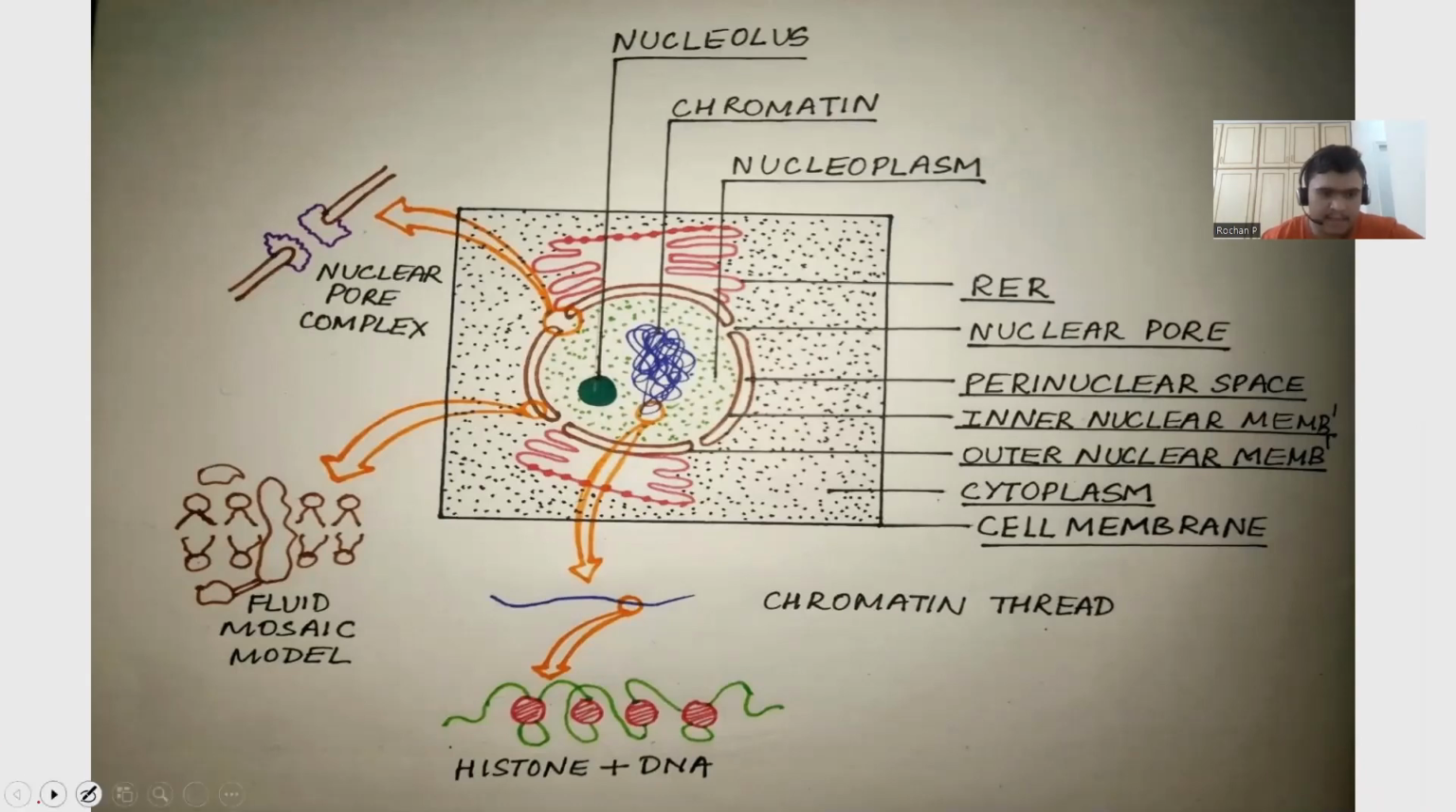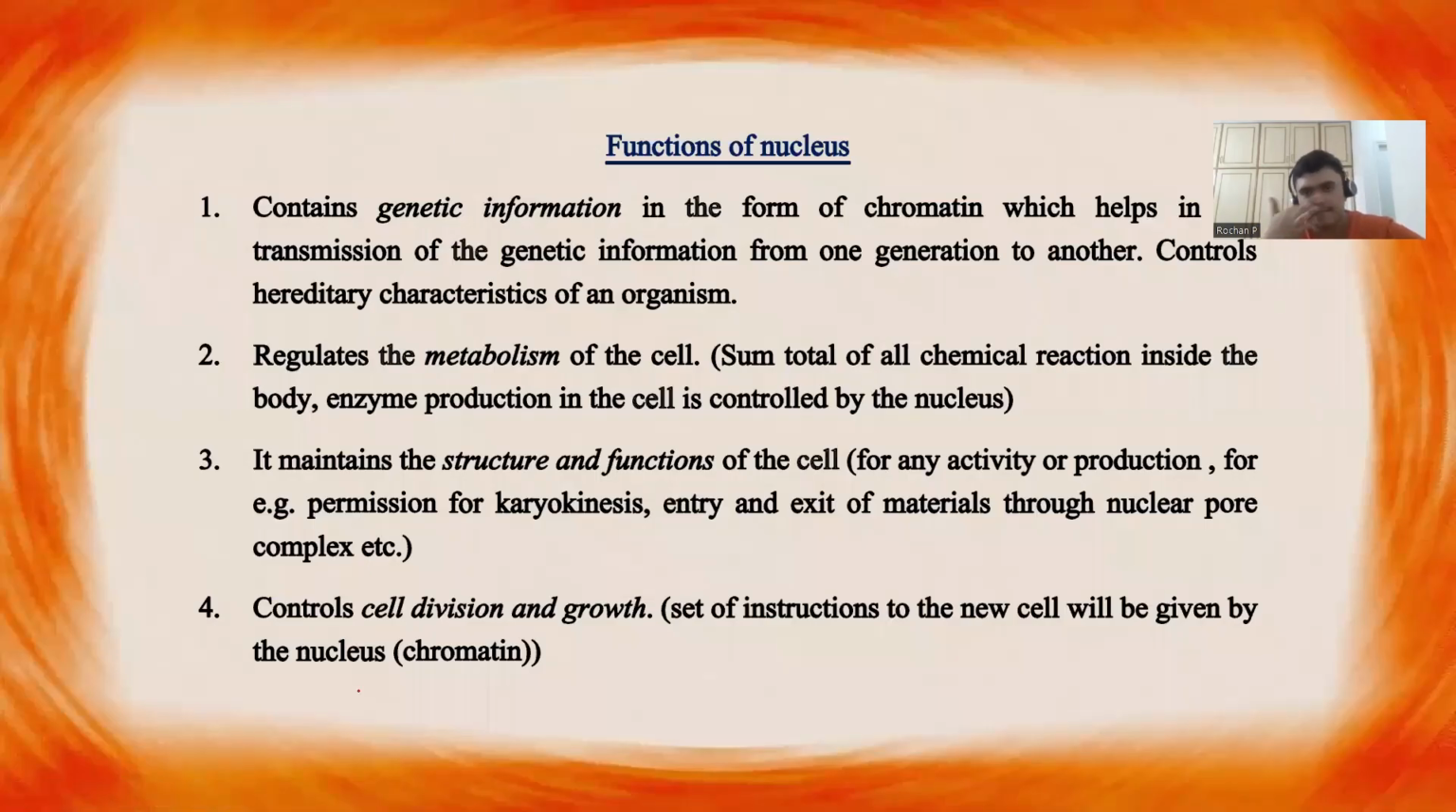Next, let us quickly look at the functions of the nucleus. Very simple. It contains the genetic information in the form of chromatin, which helps in transmission of genetic information from one generation to another generation, which means it controls the hereditary character of an organism, right? Second, if you remember, in the beginning, in the definition of the nucleus, I told you it controls the metabolism of the cell. And I told you we'll look into it in the functions of the nucleus.